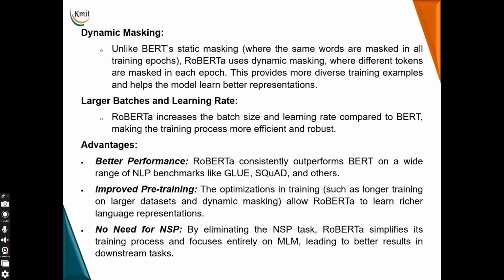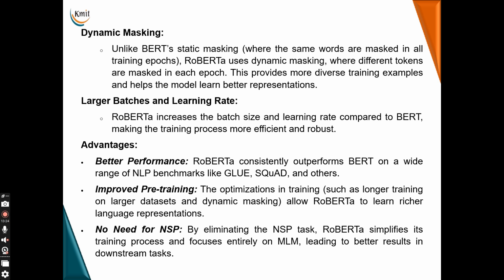Dynamic masking. Unlike BERT's static masking, where the same word is masked in all the training epochs. In BERT, we are masking approximately 15% of the words. In that, almost the same word is masked, whereas here we go for different words in every trial. Larger batches and learning rate. It increases the batch size and learning rate compared to BERT, wherein you are trying to make the pre-training process more efficient and robust.